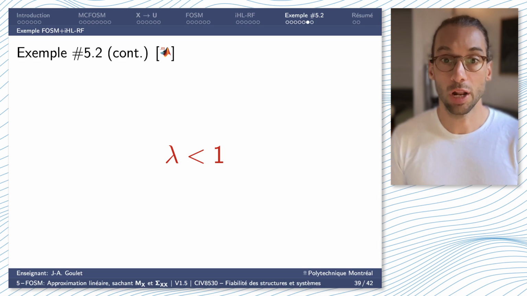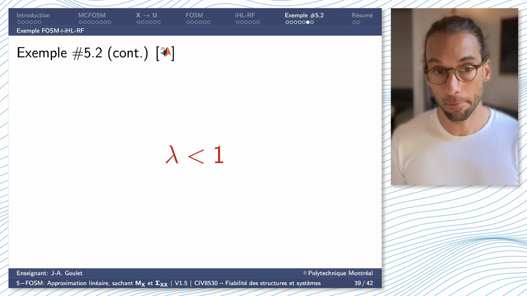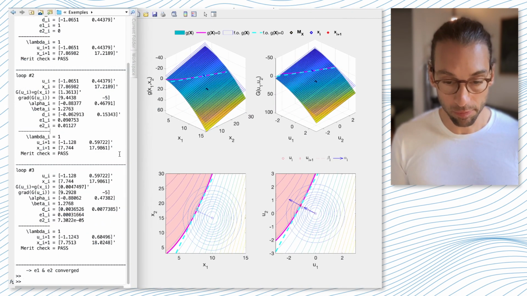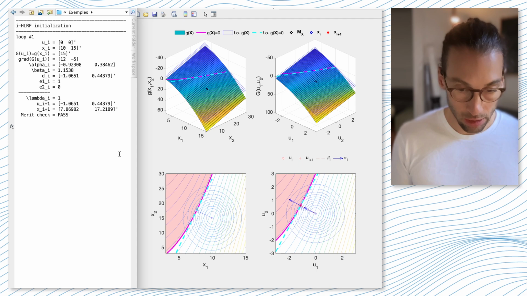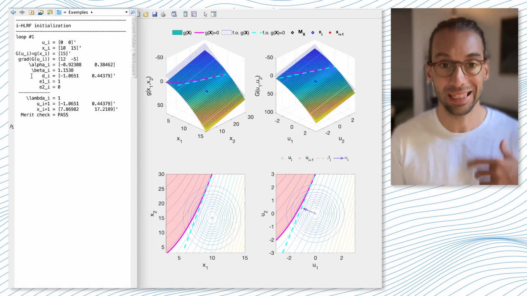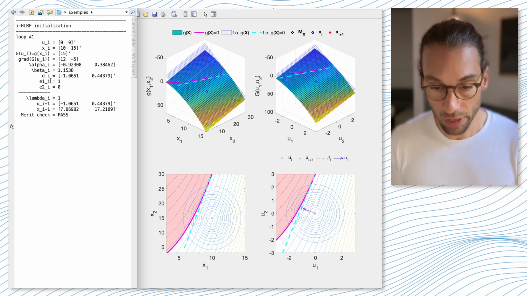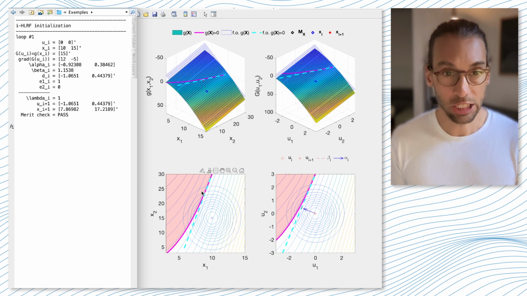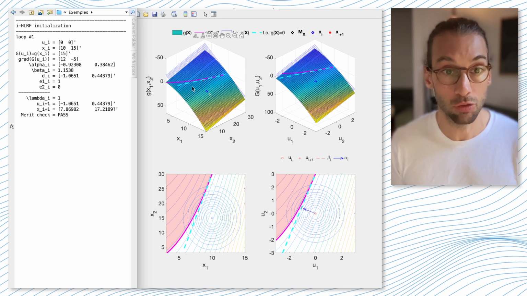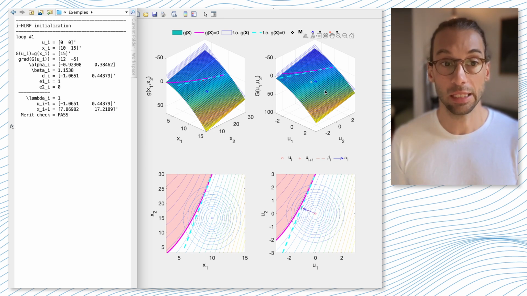So this was for lambda equal 1. Let's look at what happens with smaller lambdas. If we look first at the same example we saw before, we have here the X space, the original space, and the standard normal space. You can see here my limit state function for the X space, original, and the standard normal space.